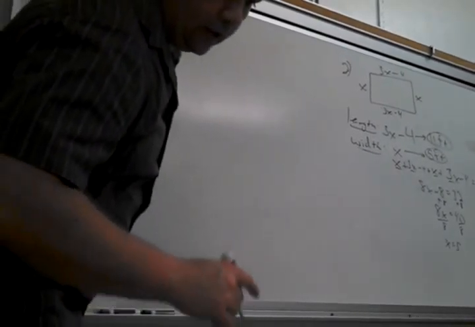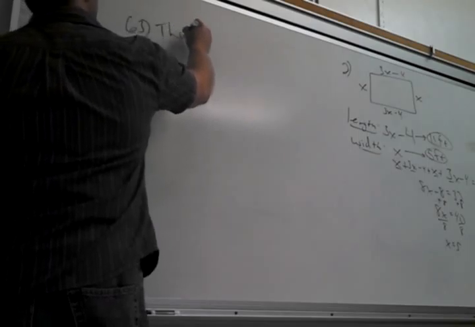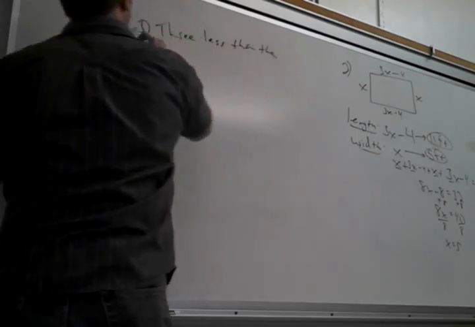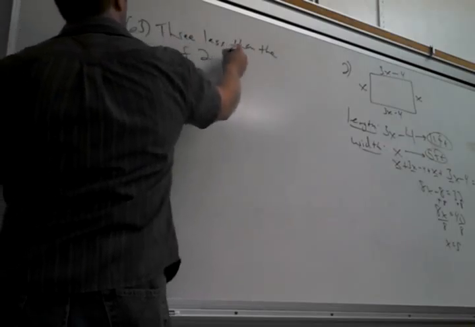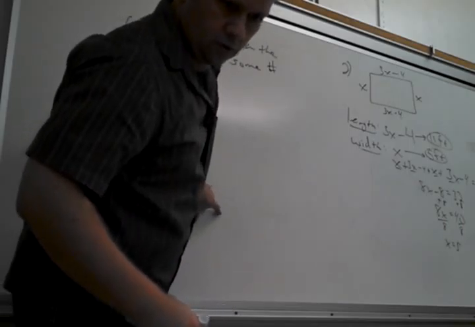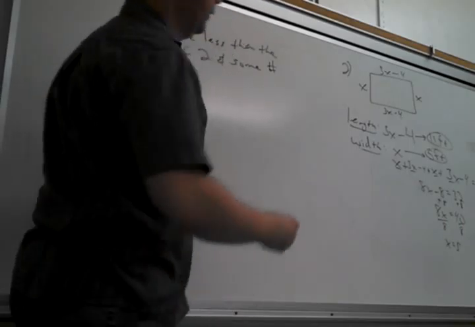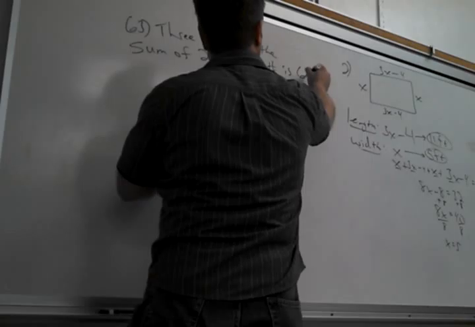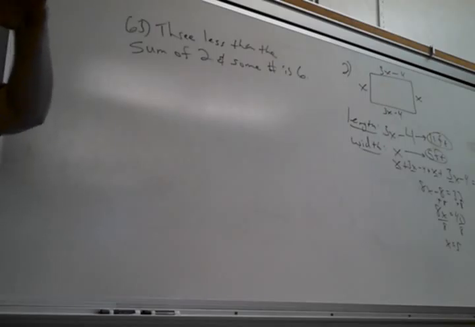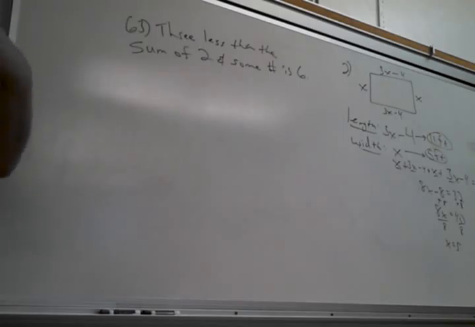So 63 says, 3 less than the sum of 2 and some number is 6. What's the number? All right. So translate this into English. There's no players, there's no variable finding. The sum number is the variable. This is like one step away from math.